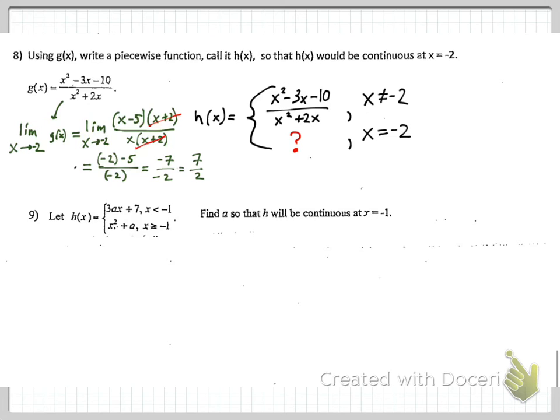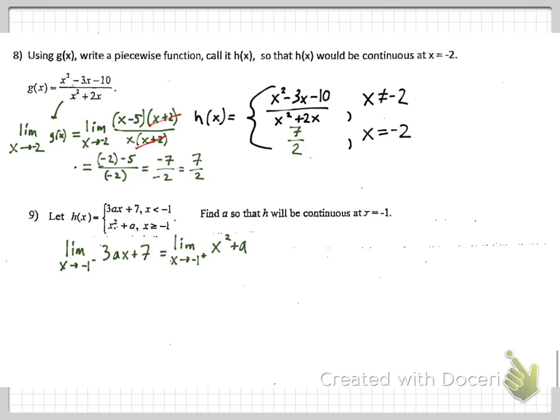That means that the value we were looking for was 7 halves. If we substitute that in there, if that's the part of the function, now the limit is going to be equal to the value of that function at that point. So it will be continuous. Just a reminder, that means that the original function g of x has a removable discontinuity at x equals negative 2. All right, the last one here.